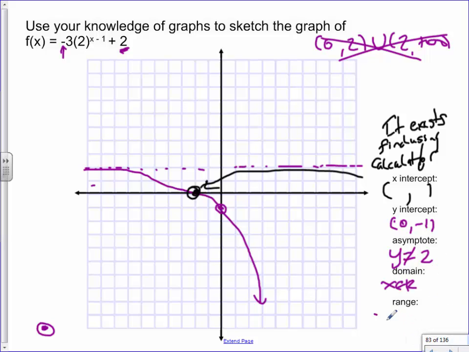And then for range, looks like, no, that's x, we need y. Y has to be less than 2.